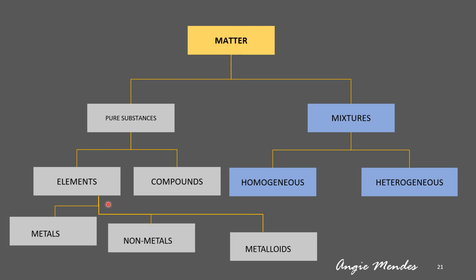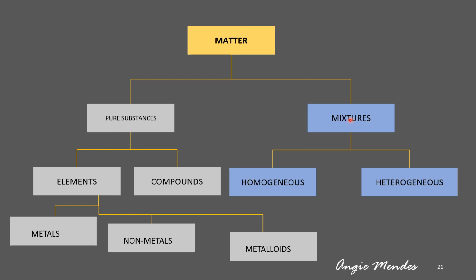Elements cannot be broken down into simpler substances. Examples would include copper and oxygen. Compounds can be broken down into elements by chemical or electrochemical reactions, for example water and methane. Elements are further classified into metals, non-metals or metalloids.